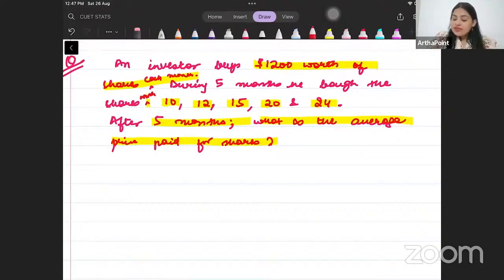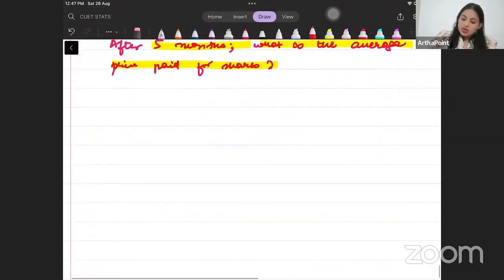It is saying that every month you are buying 1200 worth of shares. Total जो खरीद रहे हो ना, cost जो लगा रहे हो वो 1200 है. और share का जो price था वो 10, 12, 15, 20 और 24 था इन 5 महीनों के अंदर. तो आपने एवरेज प्राइस क्या पे किया? तो ध्यान से देखते हैं सॉल्यूशन.